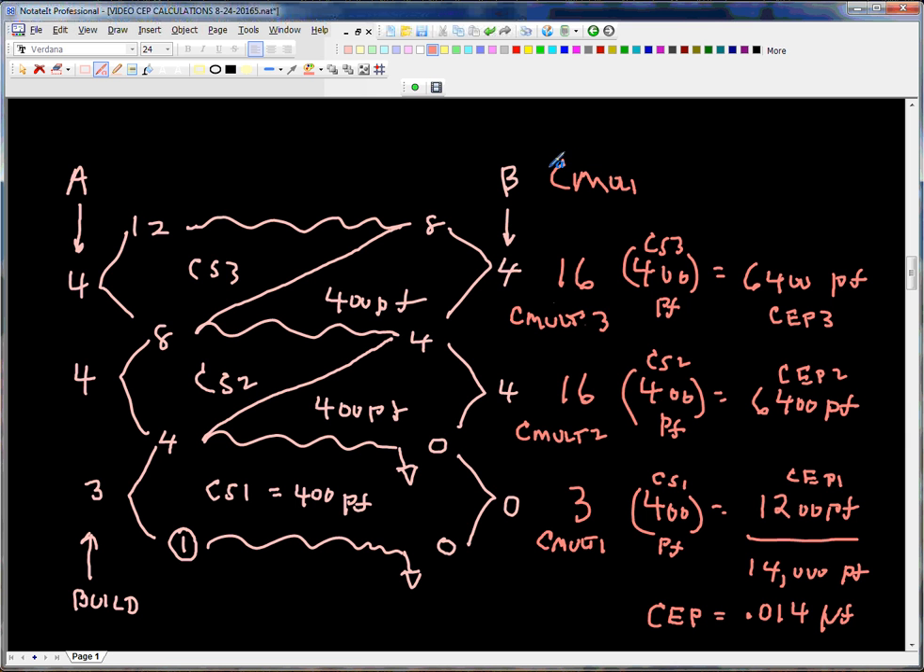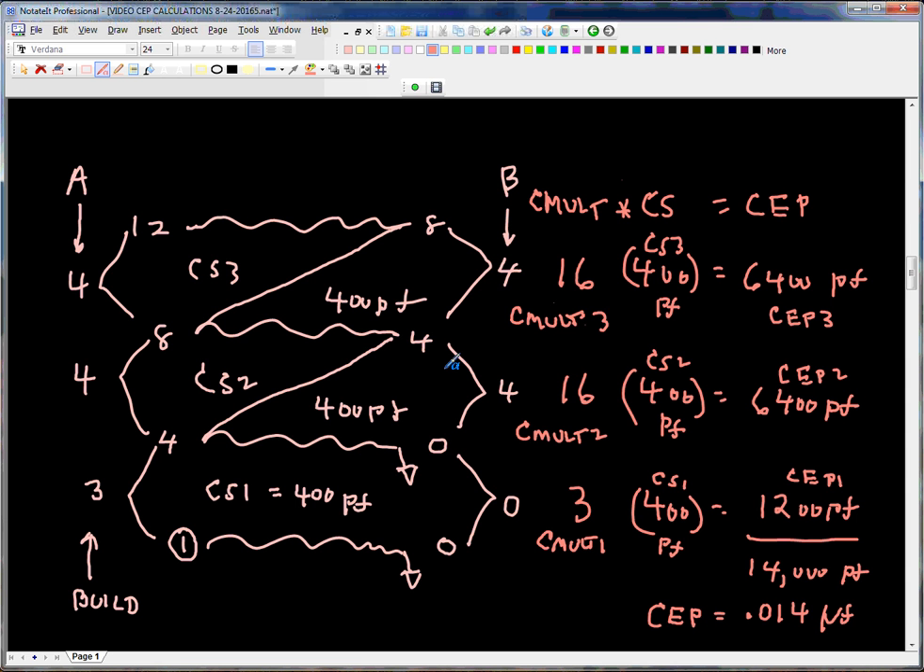I clean that up again. The system is a little slow sometimes. There we go. CMULT times CS equals CEP, generally speaking. That's what we've done here.